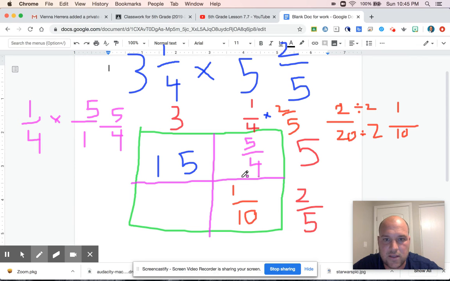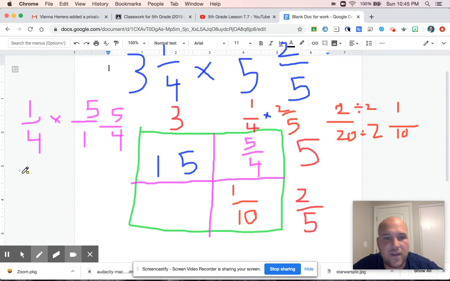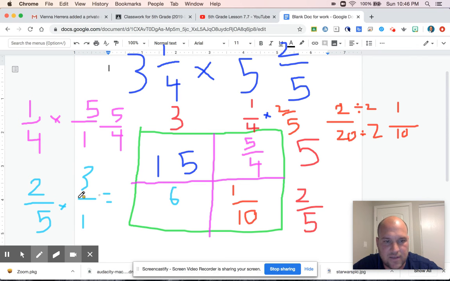Okay, let's go for our last color here. Let's do some sort of baby blue. Okay. 3 times 2/5. If you were like, wait a minute, you mean 3 over 1? Yeah, that's exactly what I mean. 3 over 1 times 2/5. 2 times 3 is 6. 5 times 1 is 5. Look at that, that's also greater than 1.